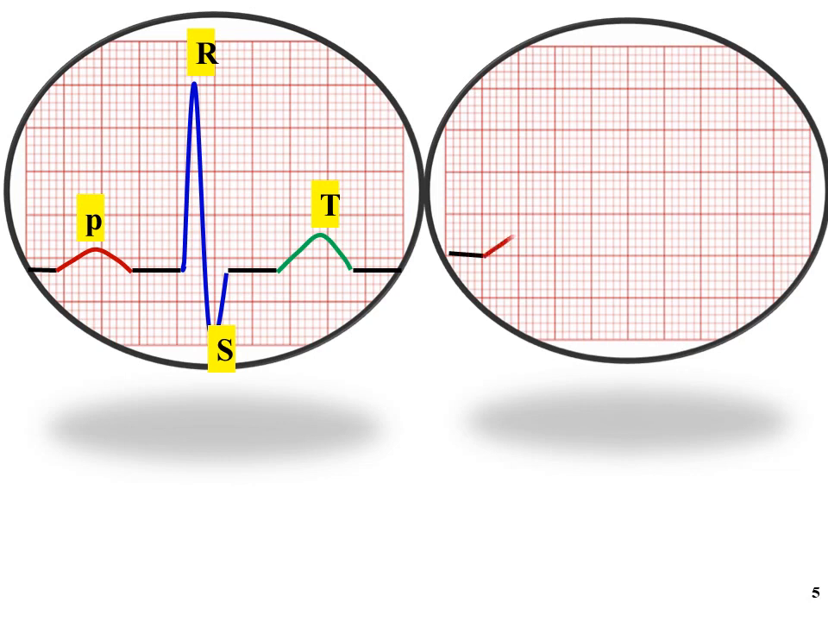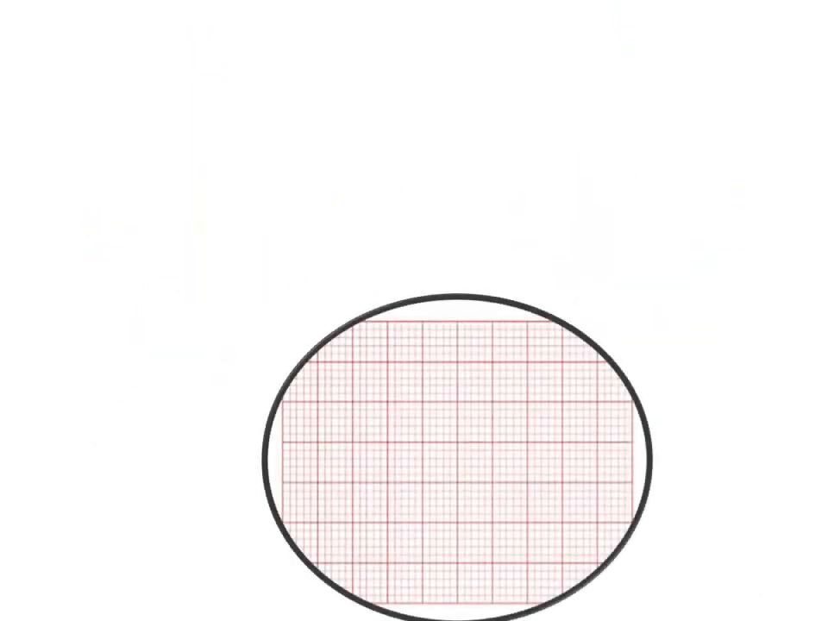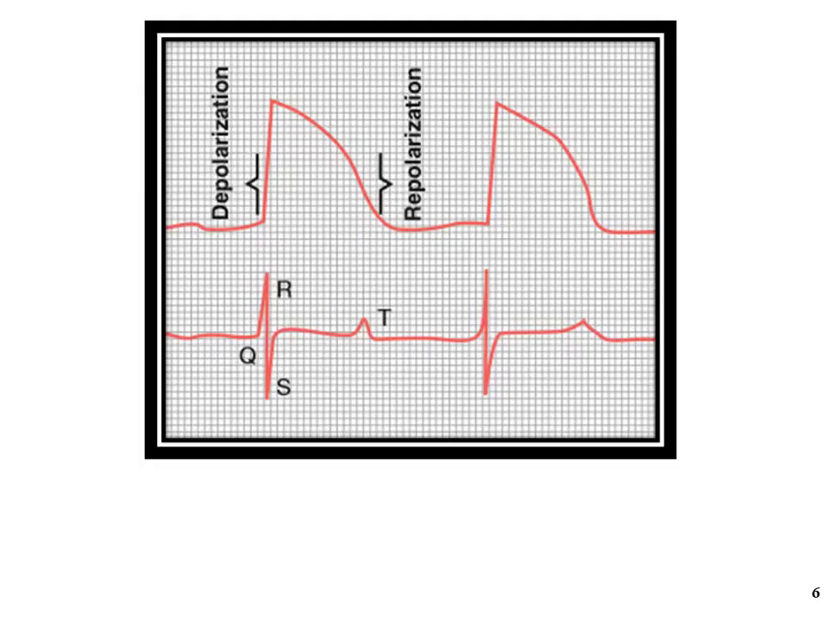Let's take another example. The first wave is P. After P, the first negative wave after P, we call it Q. Then positive wave, we call it R. And this is T wave. In this example, the first positive after P, we will call it R. Then the first negative after R, we will call it S. So we must know how to name each wave.